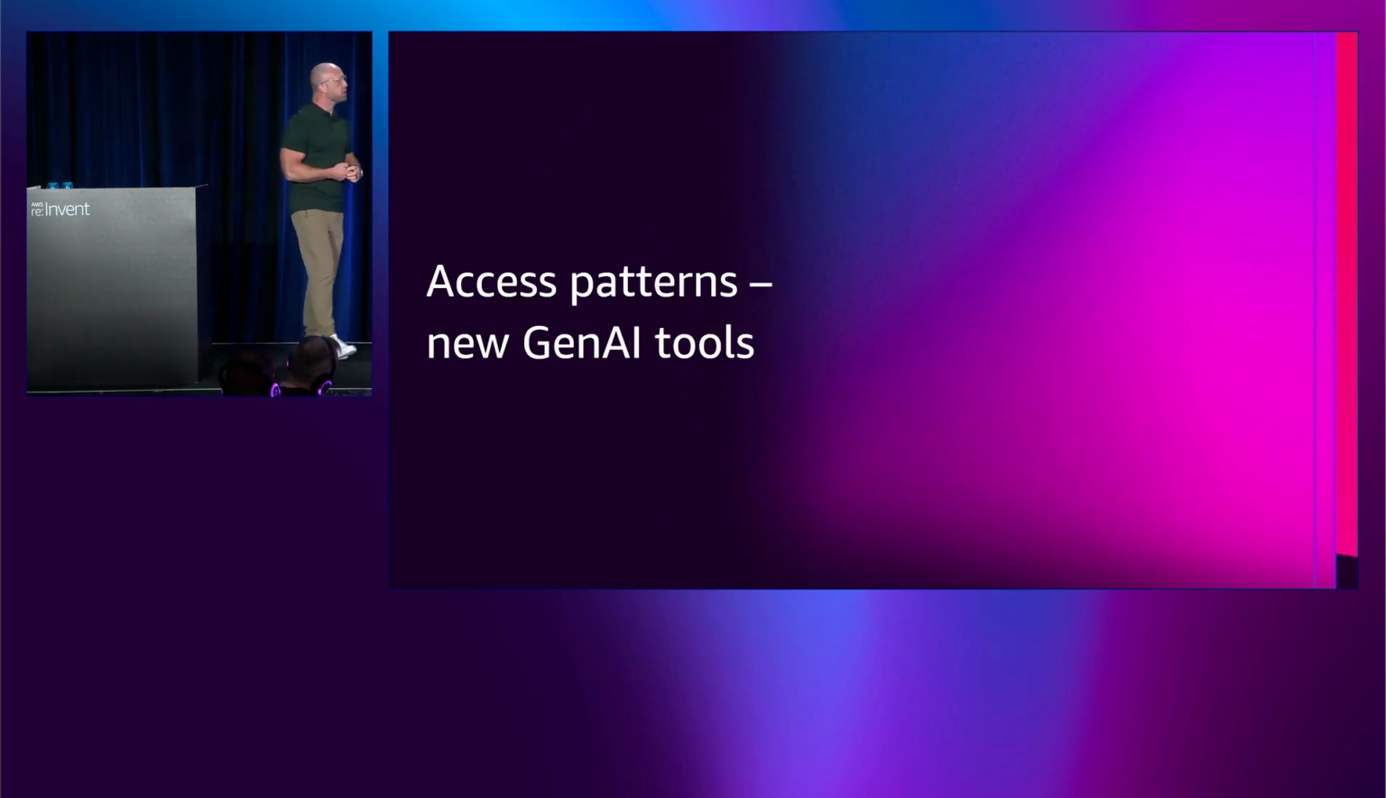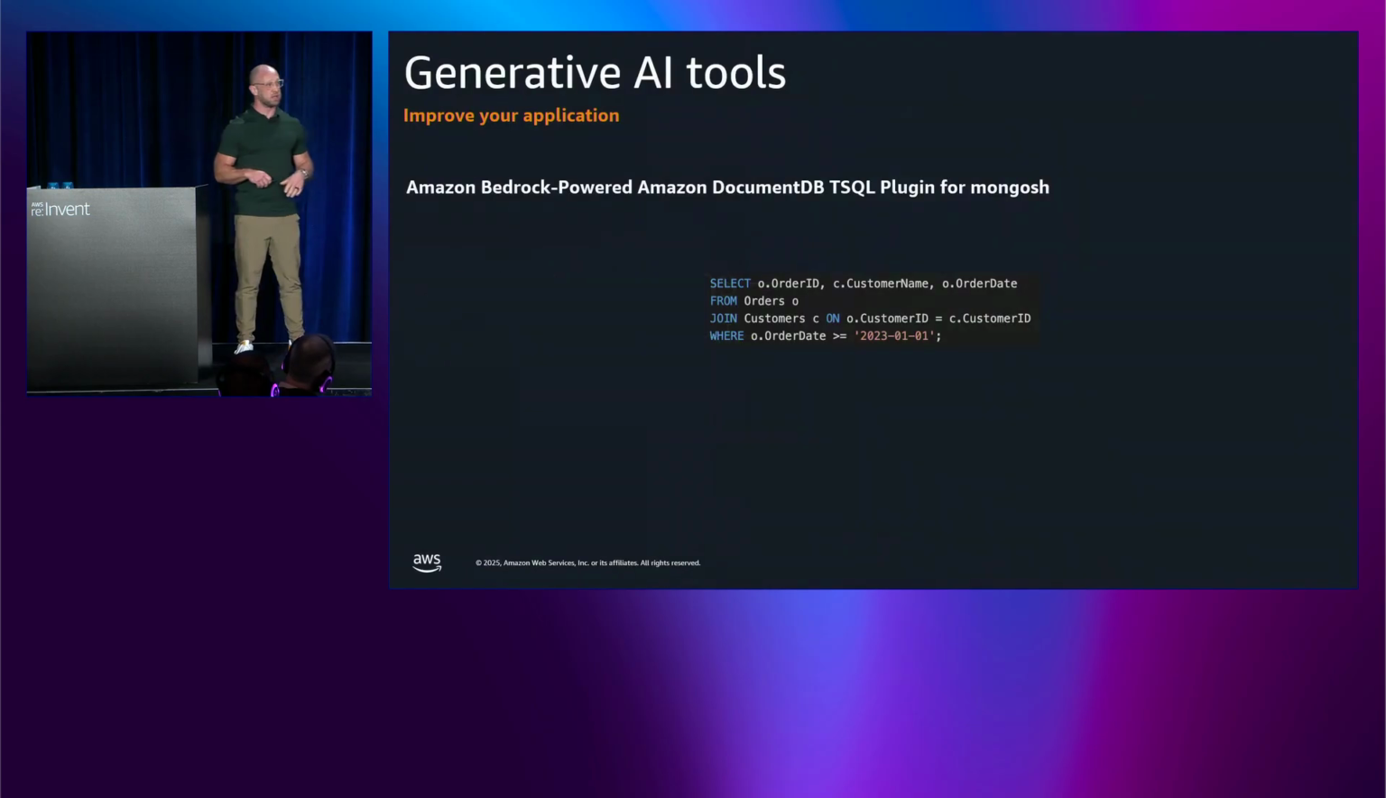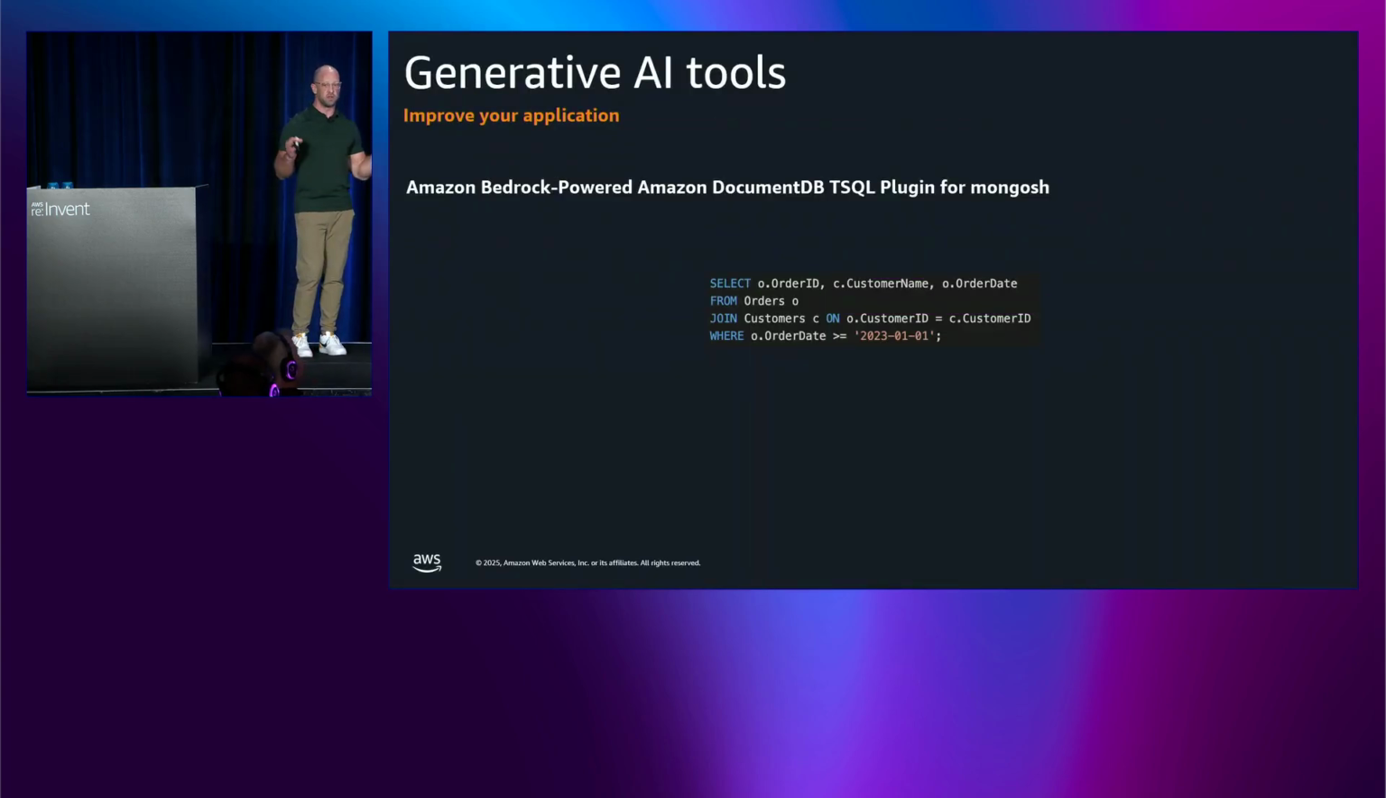Let's talk about these access patterns. What are some things that you can do with this? Well, the first thing we're going to look at is building a tool that helps us with DocumentDB using some of our Gen AI tools. We built this Amazon Bedrock-powered DocumentDB T-SQL plugin for Mongo Shell. Whew, that rolls off the tongue. It's like 72 lines long. Clearly, I'm not in marketing.